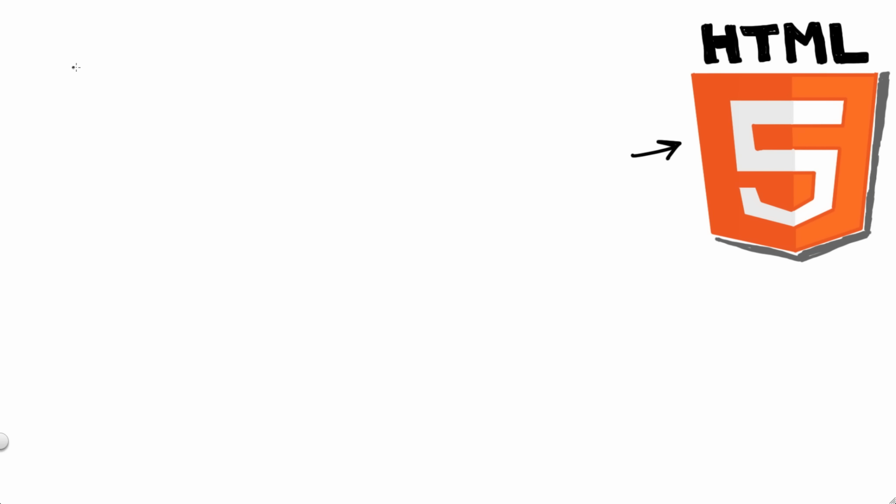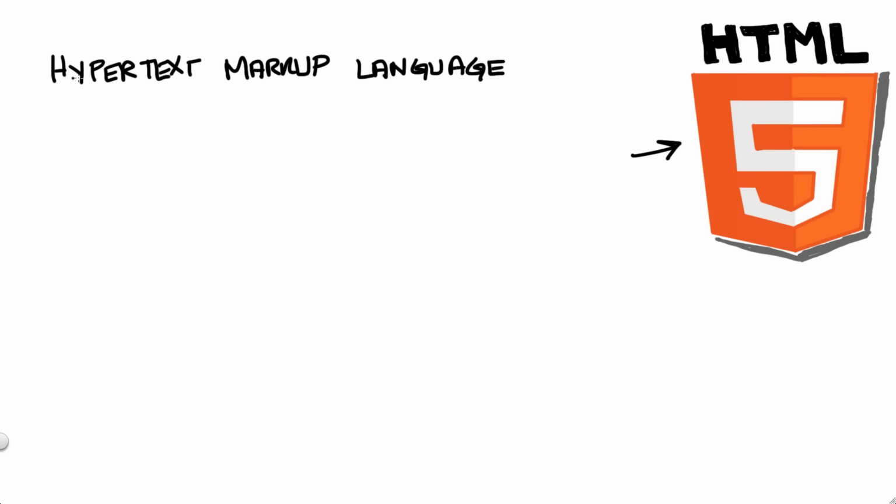So first of all, HTML stands for Hypertext Markup Language. Hypertext markup language. And as the name implies, HTML is a markup language. So it's not really a programming language. It's a language that we use to kind of mark up and explain bodies of text.